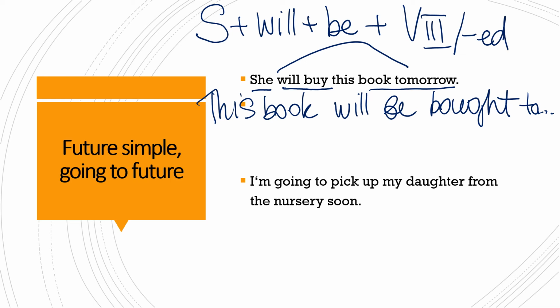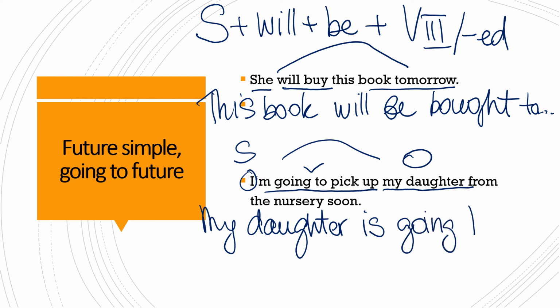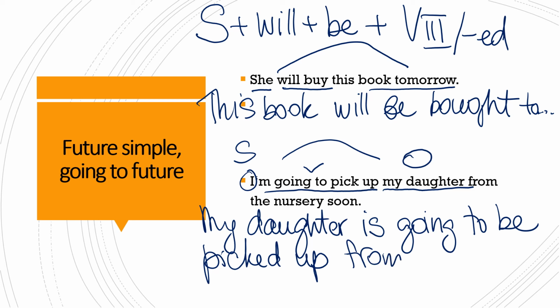I'm going to pick up my daughter from the nursery soon. So my daughter is an object, and I'm going to pick up is the verb, and here's the subject. So the swap, my daughter is going to be picked up from the nursery, and the rest of the sentence. So here we go. Is going to be picked up.